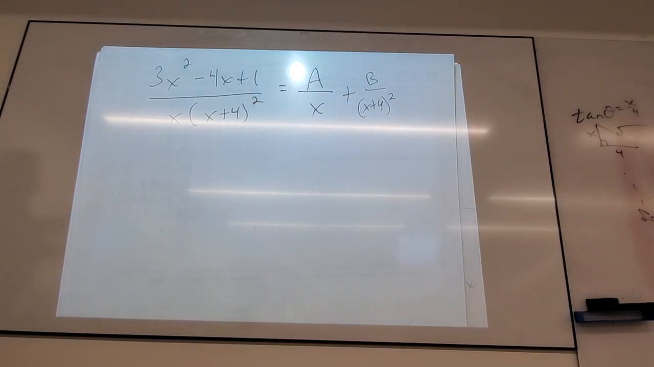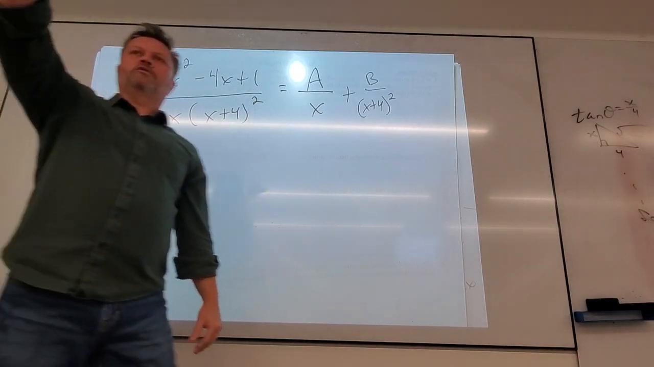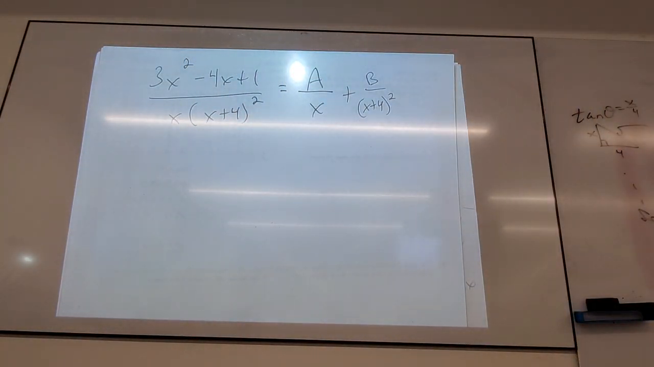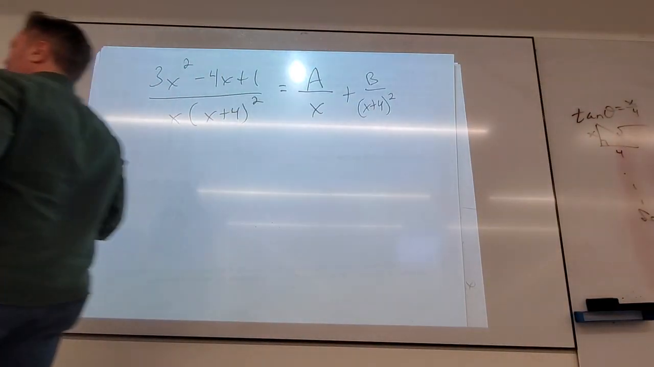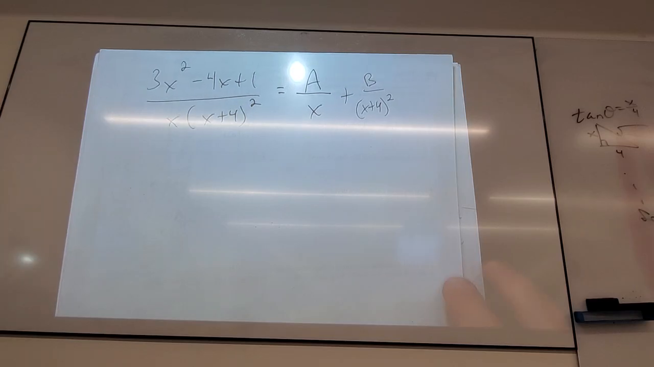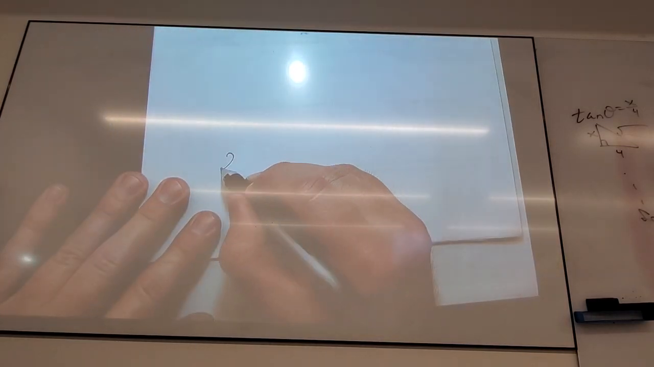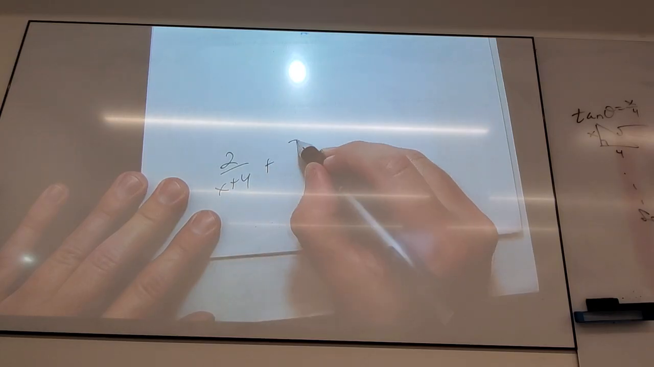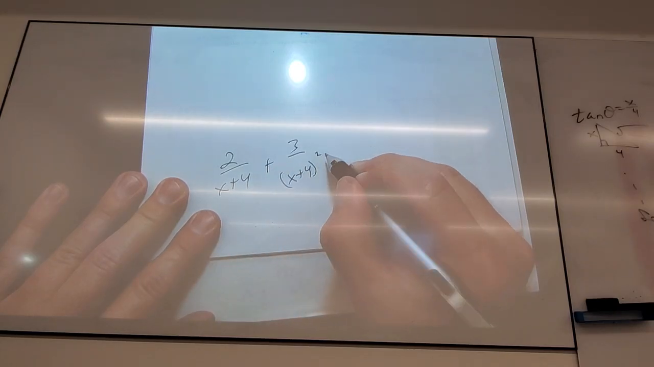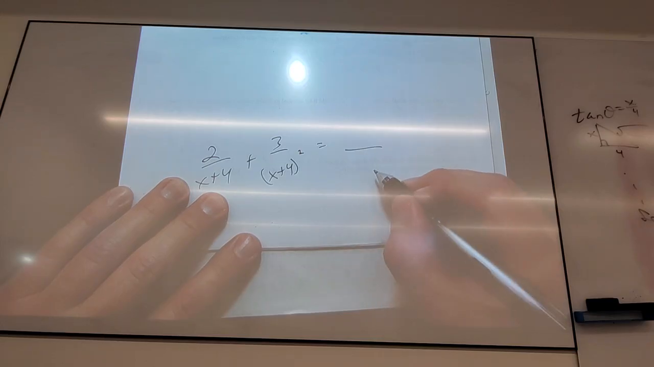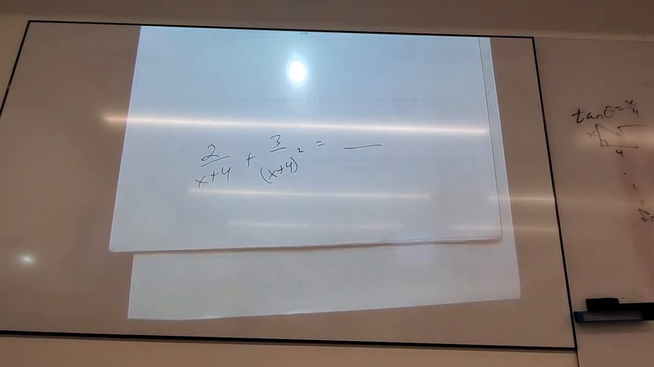Now, it's not quite done yet, but this is beautiful. And I want to focus on why that's not quite done yet. Okay. Side note, little sidebar. If I have 2 over x plus 4 plus 3 over x plus 4 squared, I'm not even necessarily going to do this. What will the bottom end up being? Can you guys see what the bottom is going to end up being?